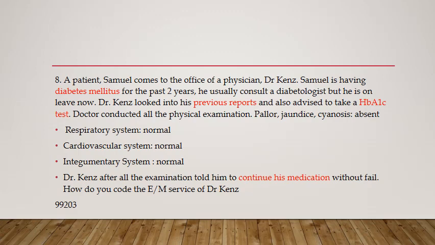Then next is the data table. What has Dr. Kens looked at? He has looked into previous reports, which means he has reviewed previous reports. That is one point. Then he has also ordered an HbA1c test. That is another point. So there are 2 points, ordering of a test as well as reviewing of his previous report, which comes under category 1 of low. Category 1 of low is satisfied.